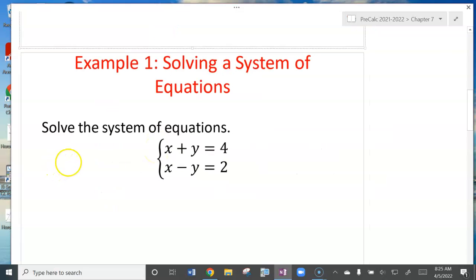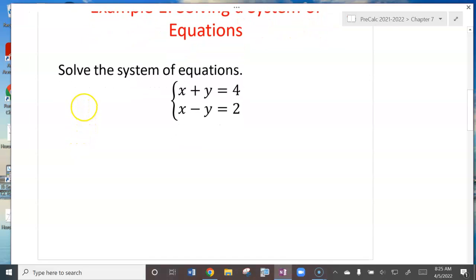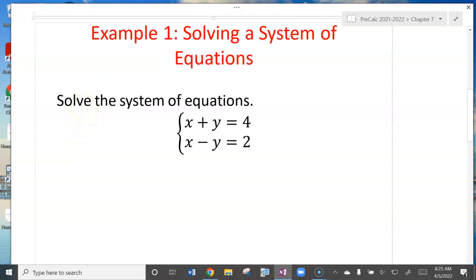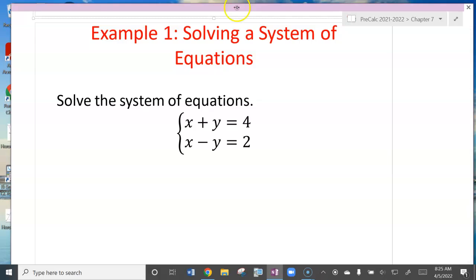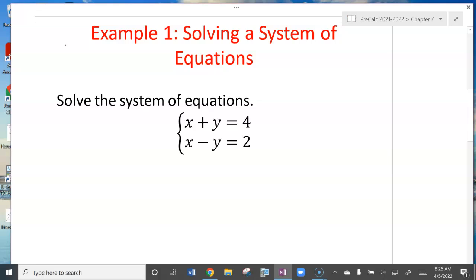Alright, so here's our first system of equations we're going to do. We have x plus y equals 4 and x minus y equals 2. And I'm going to solve this by substitution. So the way I'm going to do that is I'm going to rearrange one of these equations to have one variable on one side. I'm going to just pick this first equation and rearrange it so that y is by itself.